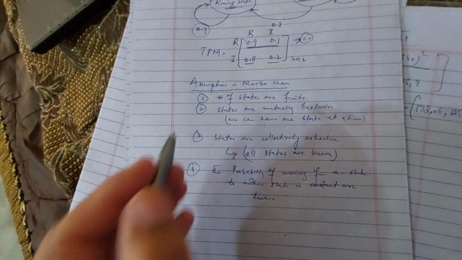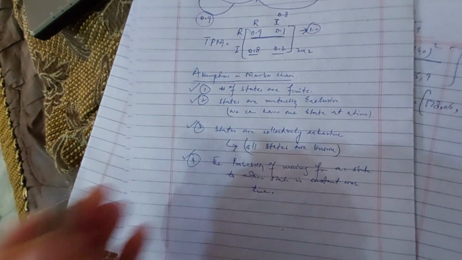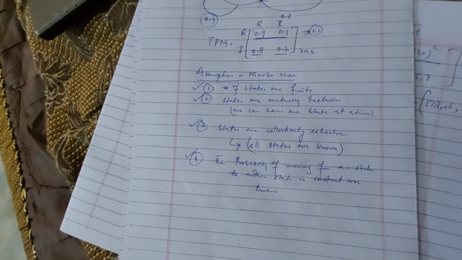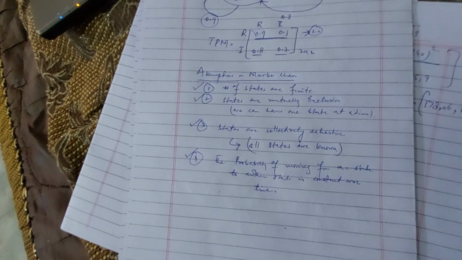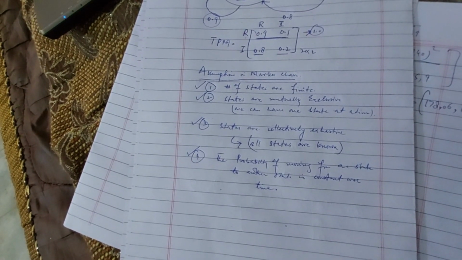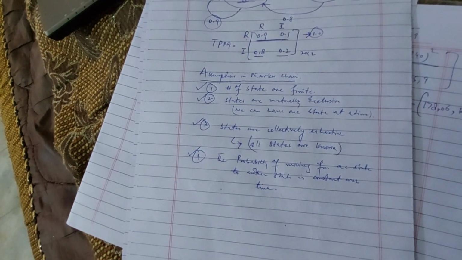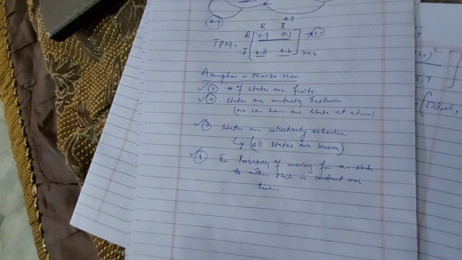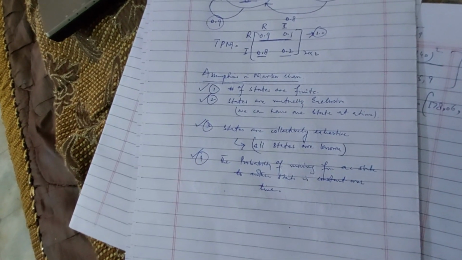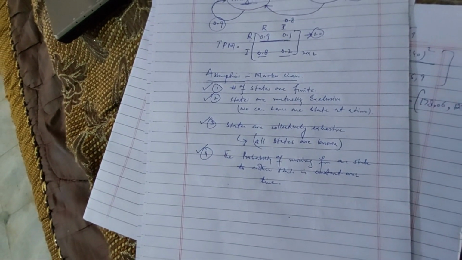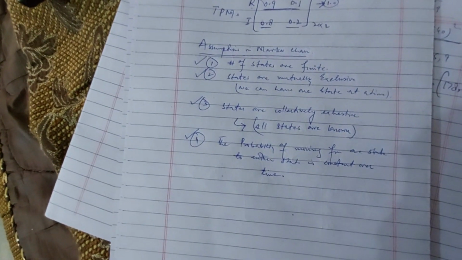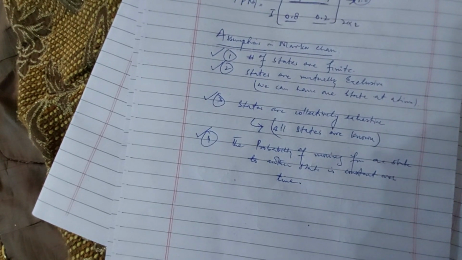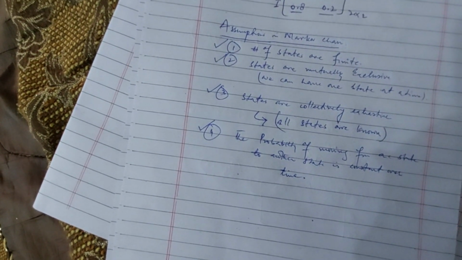So these are the four main assumptions of the Markovian process or Markov chain. The first one is that the number of states is finite. We have a finite set of states, like running and idle. We have two states, which is finite. The states are mutually exclusive, only one state at a time. The states are collectively exhaustive, meaning we know about all the states that a system can attain. And the fourth is that the probability of moving from one state to another is constant over time, it will not change.